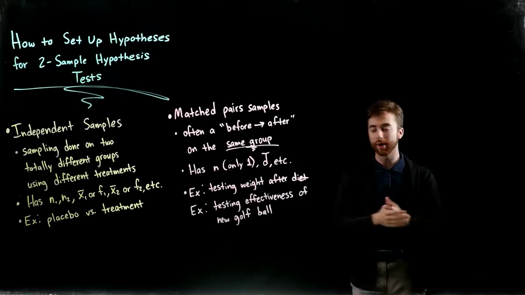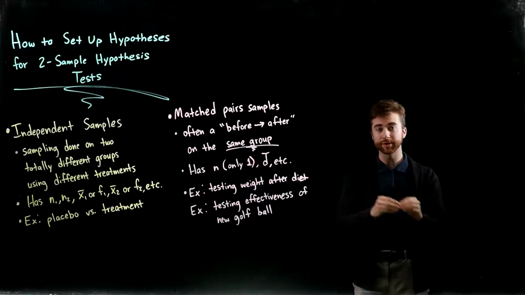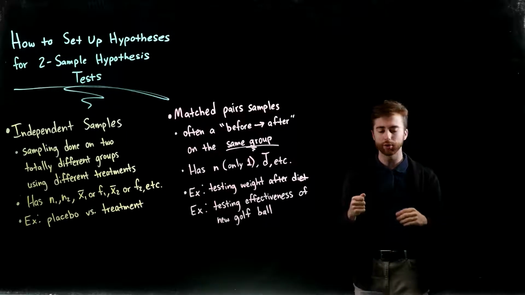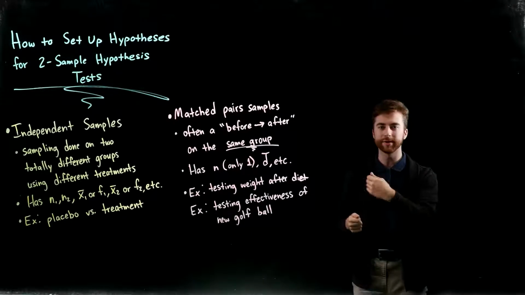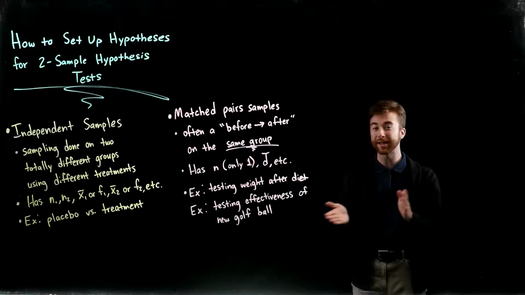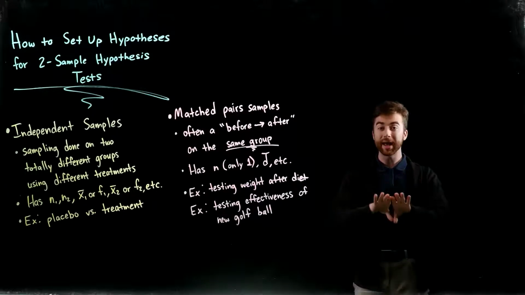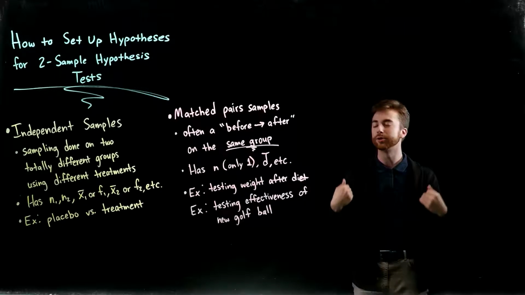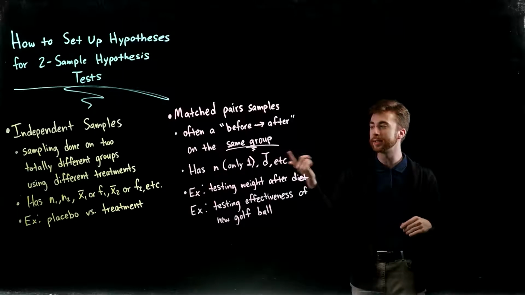For an example, we're looking at a placebo versus an actual treatment. Let's say there's some new medicine, some new treatment that we're trying to test the effectiveness of. We look at the placebo group, give them a sugar pill or whatever the case may be, make them think they're getting the treatment, and then we look at the group that got the actual treatment and analyze the differences between them. So there are two different groups, two separate treatments given to them, so it's an independent samples test.